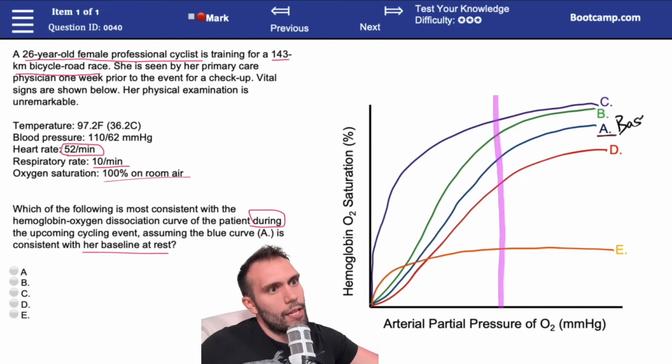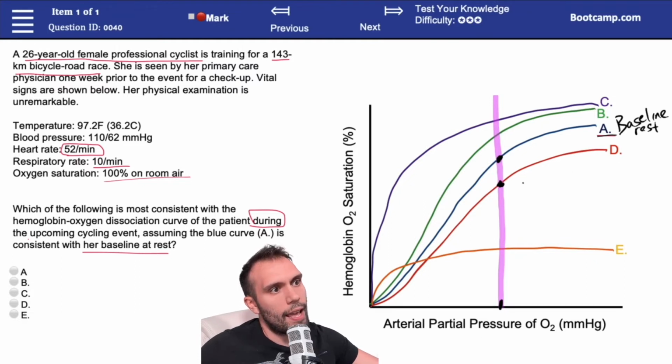So this is when the patient is at rest. Okay, so this is baseline at rest. This is what her curve is. So I take this point on the curve and I say, okay, at this arterial pressure, that is her hemoglobin saturation. Let's look at curve D. So curve D, at the same arterial pressure of oxygen, I'm going to have a lower hemoglobin oxygen saturation. Okay, now, what would that mean if I had a lower hemoglobin oxygen saturation at the same partial pressure?